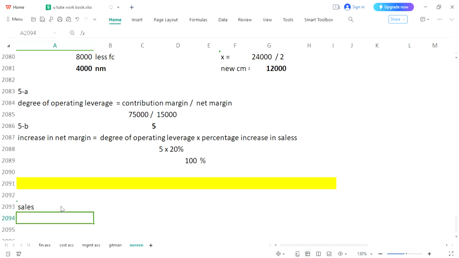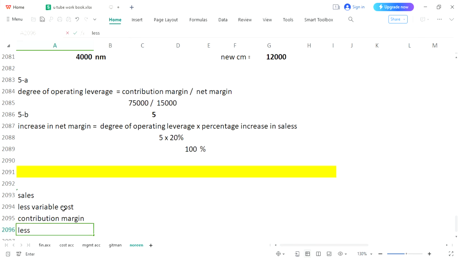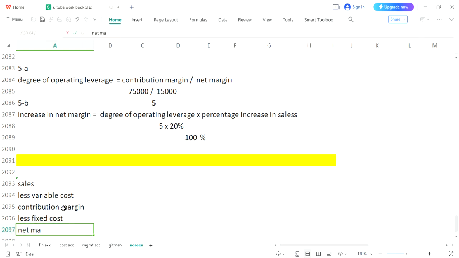Sales less variable cost, you will get contribution margin, and then you will subtract fixed costs, you will get net margin.